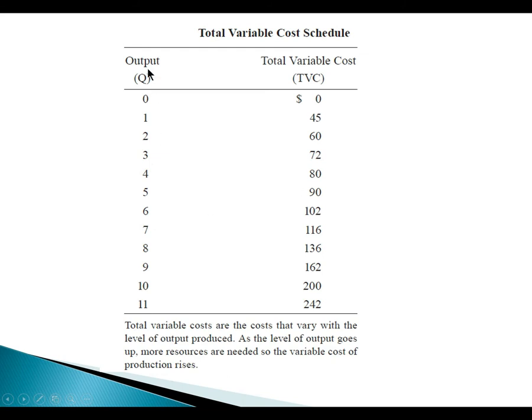This will be explained in this kind of table. You see that if there is no production, there will be no variable cost. But when the production is increasing, the variable cost is also increasing, because the more you produce, the more resources, raw material, fuel and transportation you are bearing. Total variable costs are those costs that vary with the level of output produced. As the level of output goes up, more resources are needed, so the variable cost of production rises.